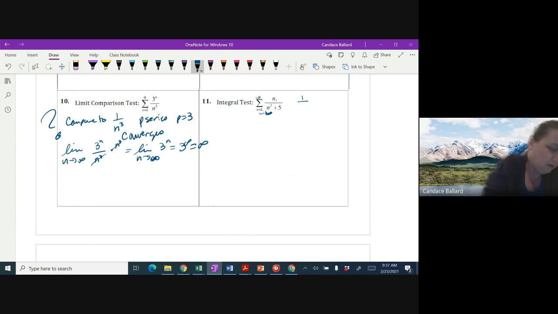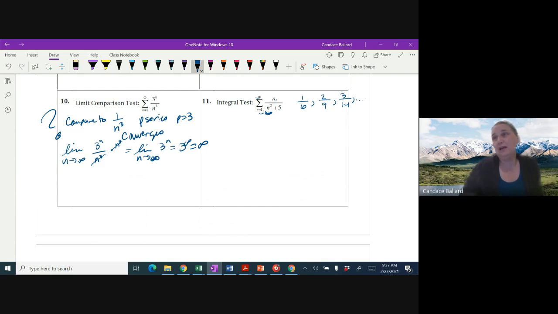So 1 over, let's see, 1 squared is 1 plus 5 is 6. 2 over 2 squared is 4 plus 5 is 9. 3 over 3 squared is 9 plus 5 is 14. All right, that is beyond my brain's ability to figure out in my head, so I'm going to find my decimal points. 1 divided by 6 is 0.16. 2 divided by 9, oh, that's not good. 3 divided by 14, I'm not batting very well today.